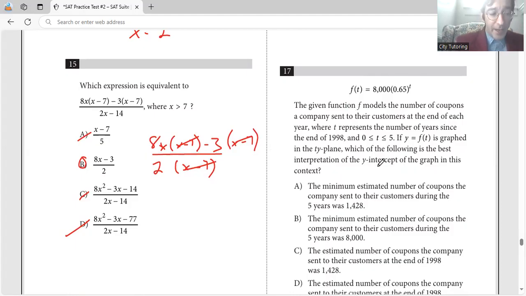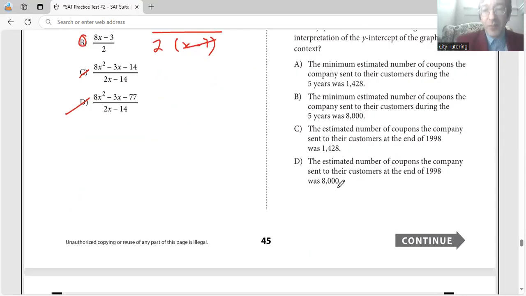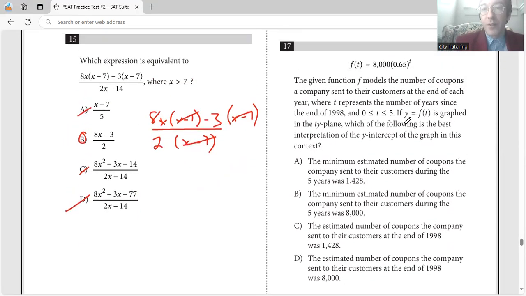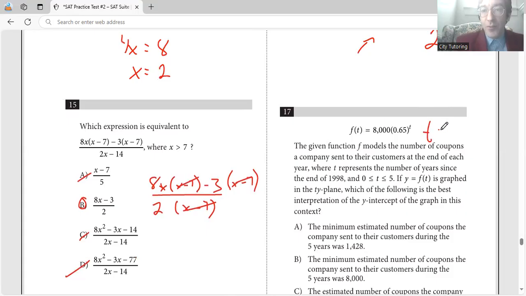Well, the y-intercept, when you're dealing with a problem like this, you have to set t equal to 0 to get f of t, in order for you to see your starting point. So if t is equal to 0, I might have to use my scrap paper. Any number to the 0 exponent is automatically 1. So this 0.65 to the 0 is 1. 1 times 8,000 gives me 8,000.